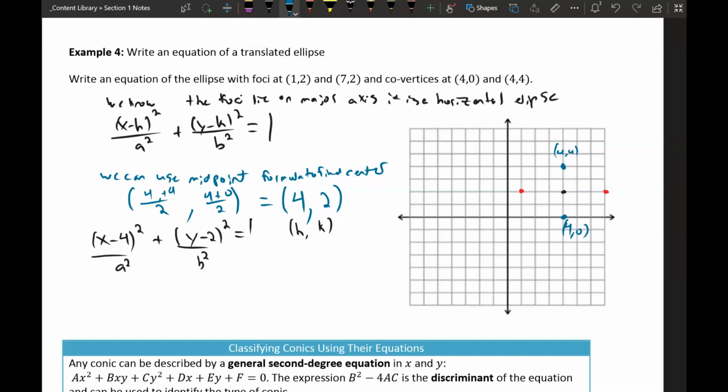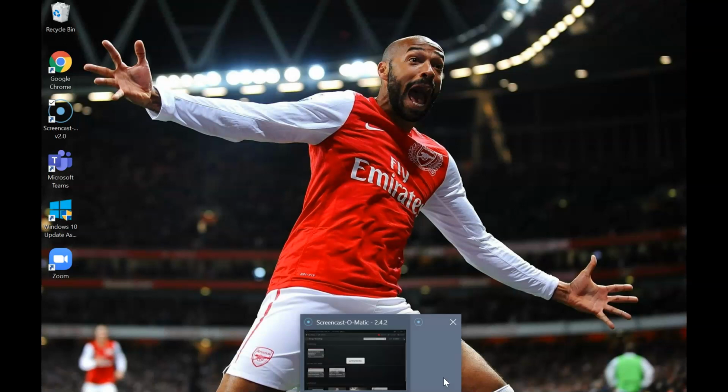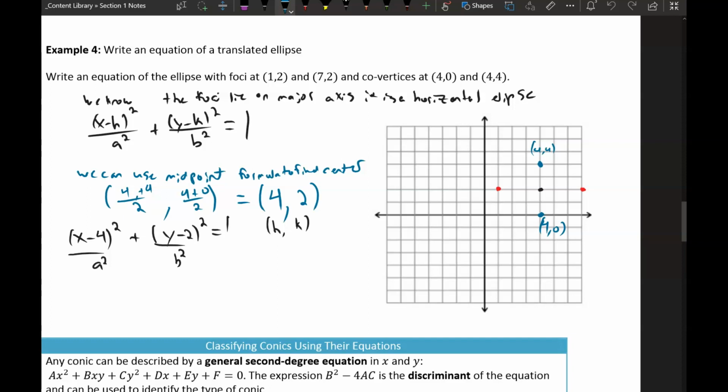We know that your b value is always going to be... I've got to look at my notes here. Where are we? Okay, sorry about that. My OneNote closed itself for some reason.